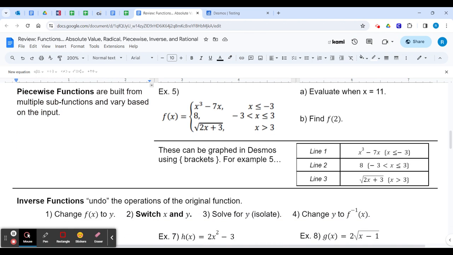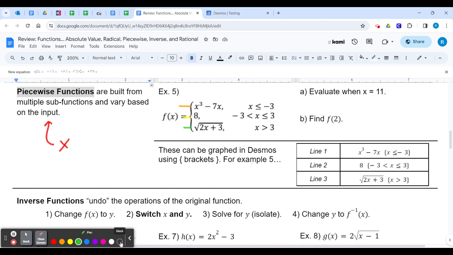This is something that we covered briefly over just a couple of days. They are built up from multiple subfunctions that are going to vary based on the input. And when I say the input, I'm talking about x usually. So in example 5, we have 3 different subfunctions: x to the third minus 7x, this 8, and this square root of 2x plus 3. Depending on what our x value is, we're going to pick one of those to evaluate our function.